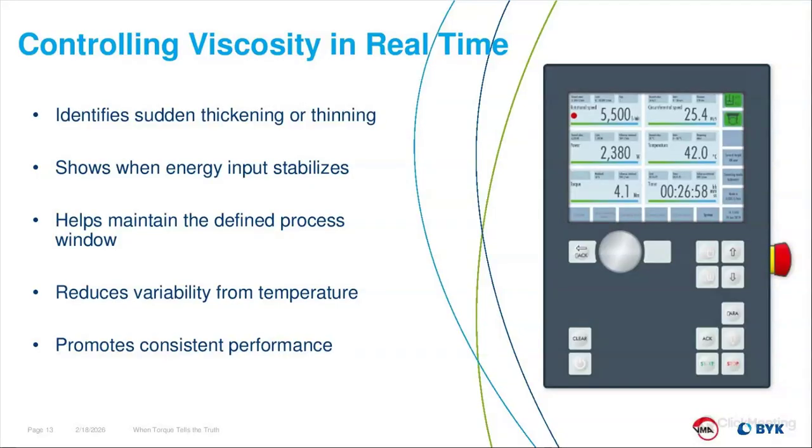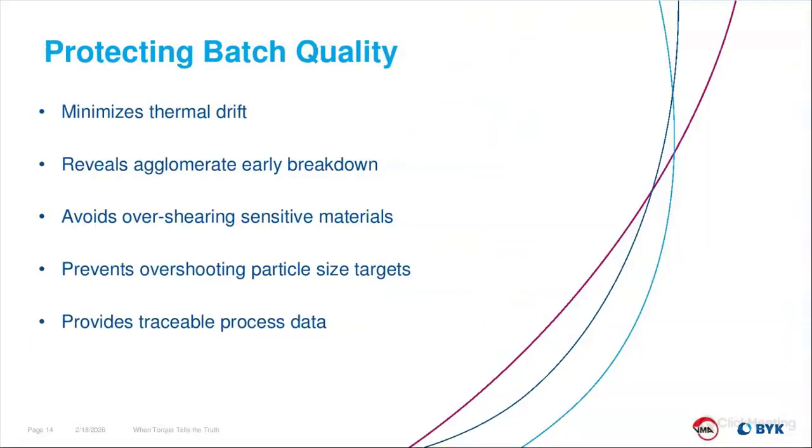It also will help you reduce the variability for temperature. So we know thicker materials can heat up just due to the friction alone of the shear. So you want to be able to keep a close eye on the temperature control as the material is processed, so you don't do any damage. And then it all promotes consistent performance, which is what we're all after.